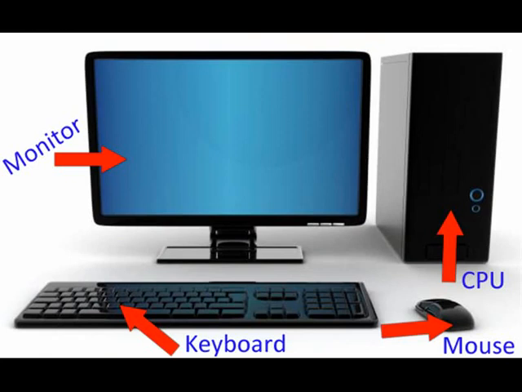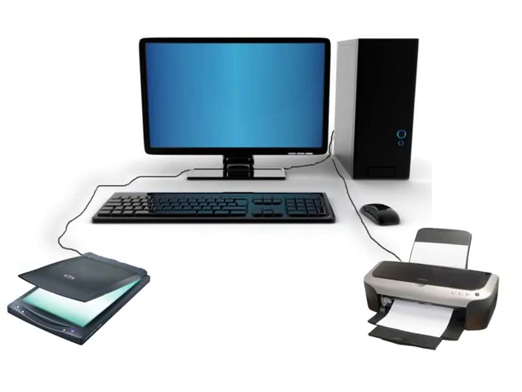Generally, a desktop computer has 4 main components: monitor, CPU, keyboard, and mouse. A camera, printer, or scanner can also be connected to a computer.